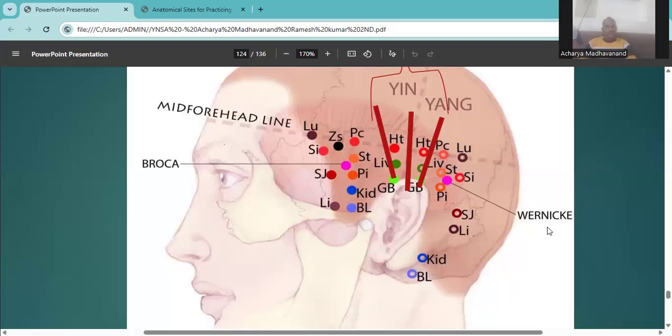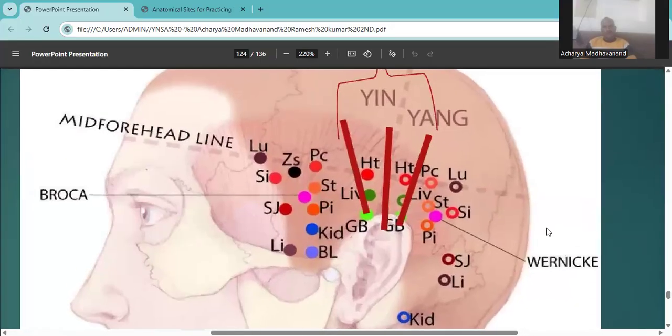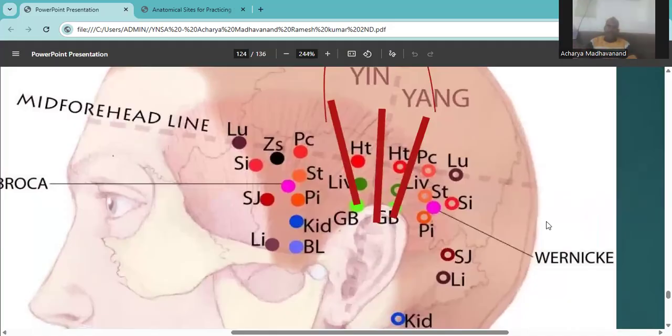Then in this picture, there is a new point, ZS point. You see the location, ZS point. Enlarge some more, show only ZS point. More enlarge, no problem. Now it is clear. You see ZS point, where is ZS point? ZS point is between lungs, pericardium, small intestine and stomach.